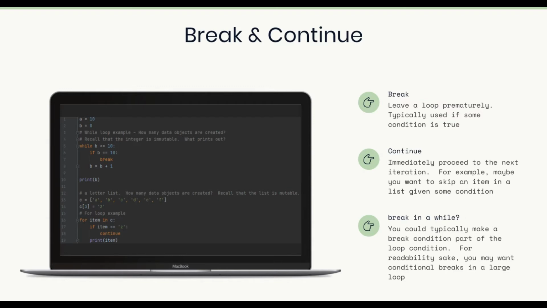But for readability's sake, you may want conditional breaks in a large loop. So you might not want a while with a bunch of ands and ors in the condition, but instead use conditions throughout the loop that break out when you need them. That would be so that it's more readable, even though both ways could be set up to work. In fact, that's a major goal of a lot of software engineering teams when they're working on code, to make sure that it's readable so that most people can just read it and understand what's happening. It's an important thing to try and follow. So let's go ahead and move on.